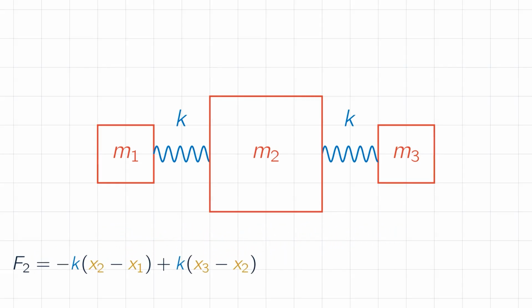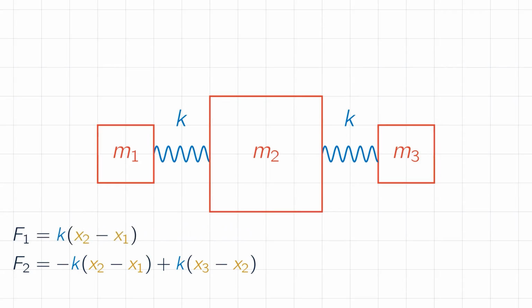What are the forces acting on the wings? First, we will look at the left wing. We already established that the left spring generates a force on the fuselage equal to minus k times (x2 minus x1). Since the left spring is attached to the fuselage and the left wing, it of course generates the same force on the left wing, but in the opposite direction. Therefore, we drop the minus sign.